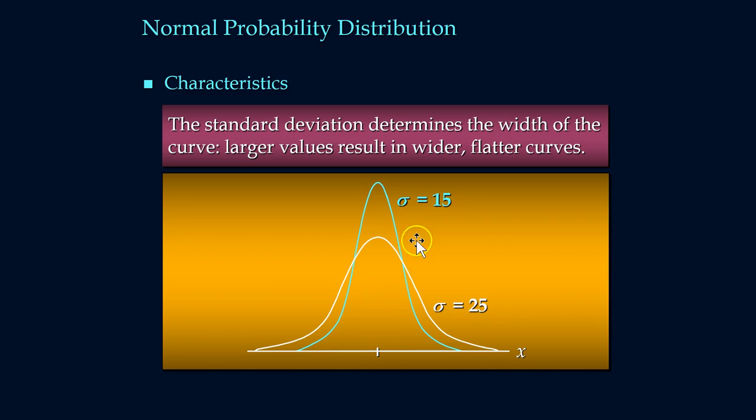Here's a good example. We have sigma equals 15. Sigma is our standard deviation for a population. When it's 15, this blue line, we see that it is a very tight distribution. When our sigma increases to 25, we get a flatter curve with wider tails out here. Okay, and so again, larger values are going to result in a wider, flatter curve in our distribution.